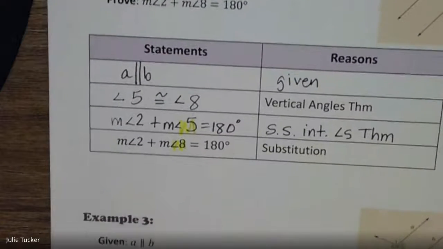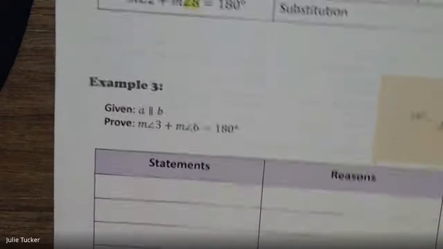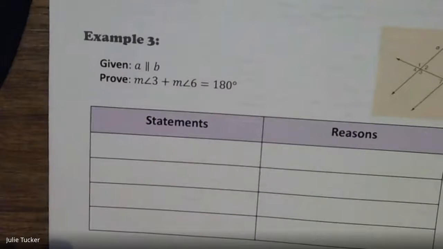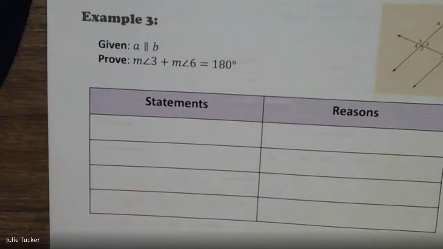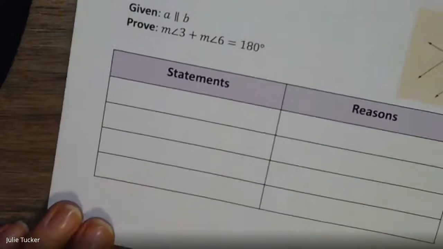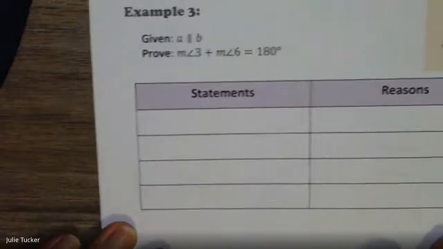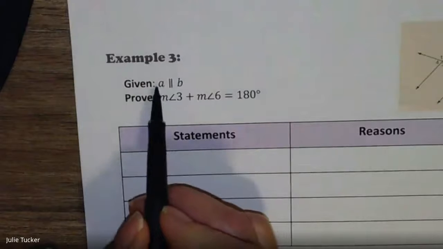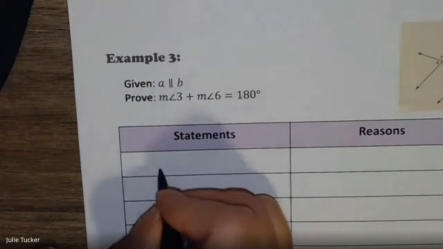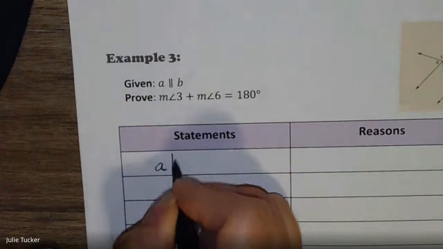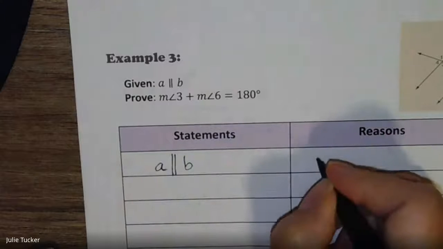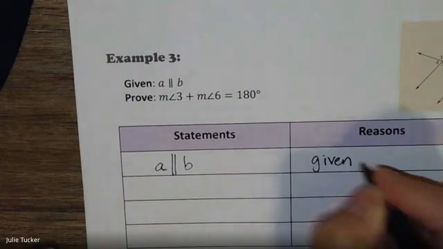Let's do one more of these, and this time they're not going to give us any hints about what they want us to do. But you know what that means is it's all up to you. There's not one right way to do it, and you can do it whatever way you like. So first thing I'm going to write down is my given. A parallel to B. Line A parallel to line B, given.